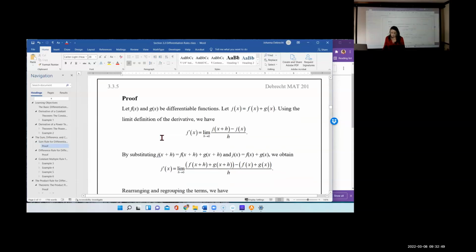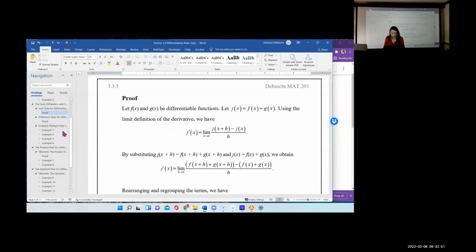All right. And we'll go through the proof rather quickly. We probably won't go through all the proofs today, but we'll go through this one. We're going to let J be f of x plus g of x. And so J is a combined function of two other functions added together. So we want to apply the limit as h goes to 0 of the difference quotient, which is j of x plus h minus j of x all divided by h.